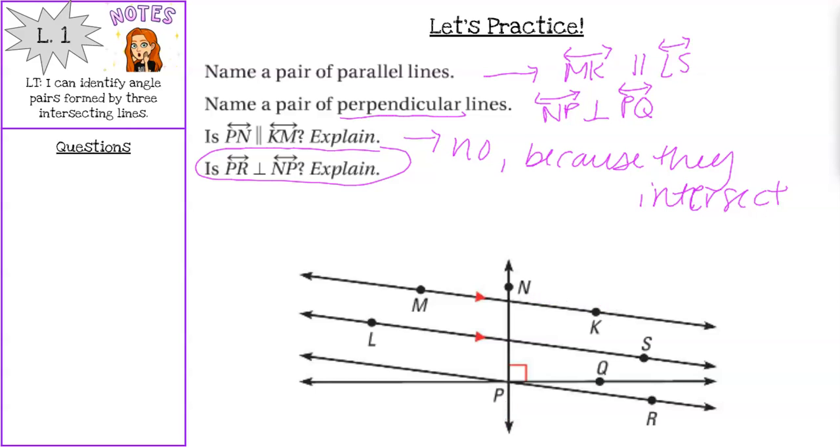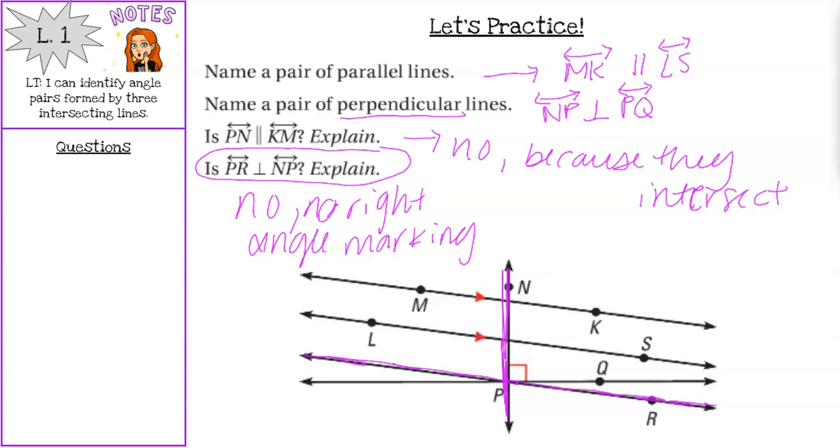And then, is line PR perpendicular to line NP? So we have NP right here and PR right here. And the answer would be no, because there's no right angle marking, at least for those 2 lines. The right angle marking ends on line PQ, as you can see. It does not extend down to PR.